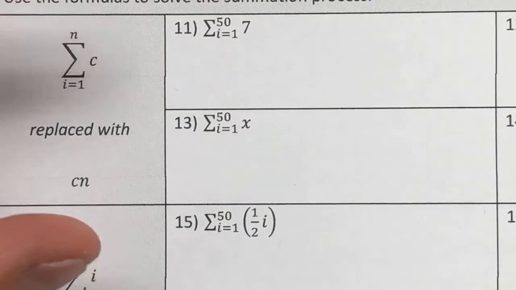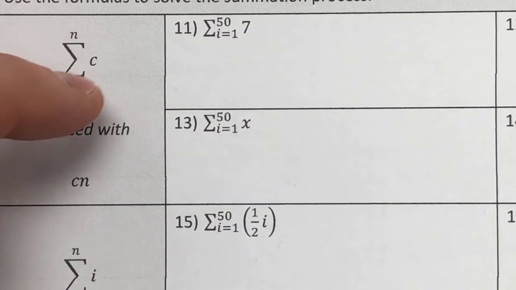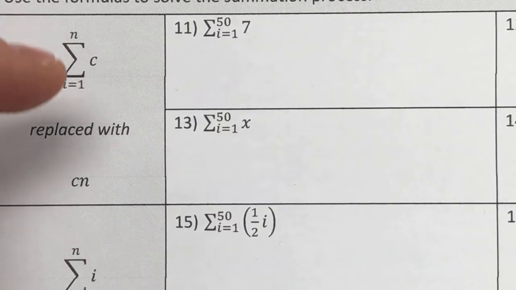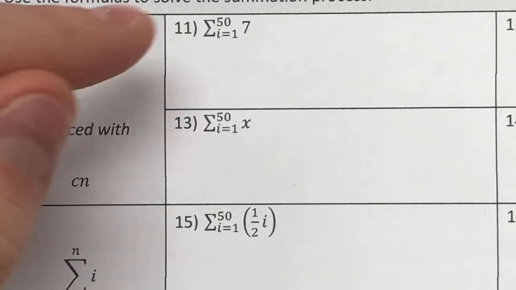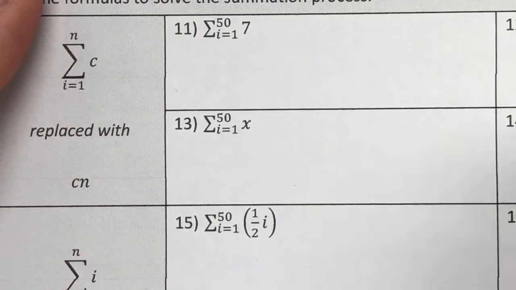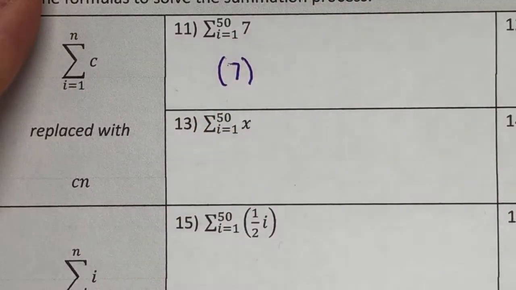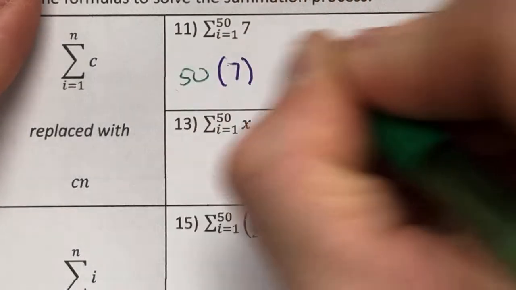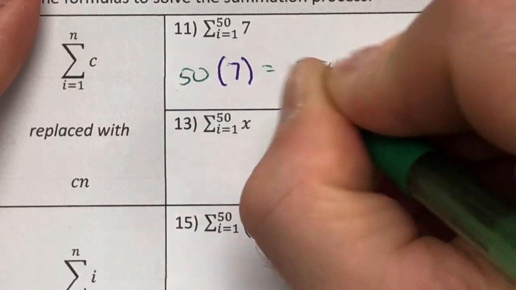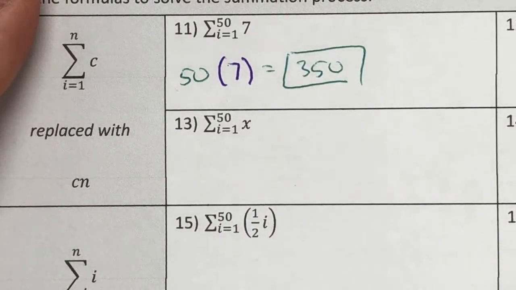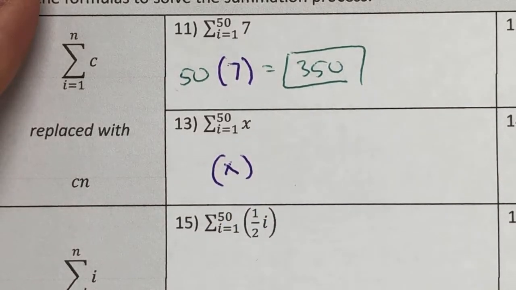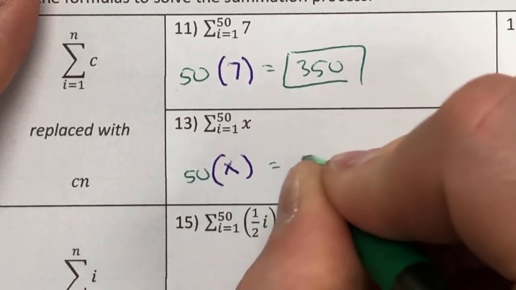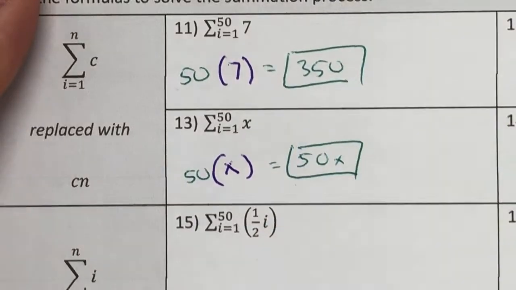So the shortcut is, if I don't have the term being changed, if I'm changing an i and 7 has nothing to do with i, I just take the number of iterations, which in this case is from 1 to 50. My n is going to be 50, and multiply it times the number. So this is going to be 7 times 50, which is going to give us 350. The same thing goes if I have a variable x, which has nothing to do with i. I'm going to say, well, okay, let's take x and let's sum it 50 times. So this is going to be 50x.